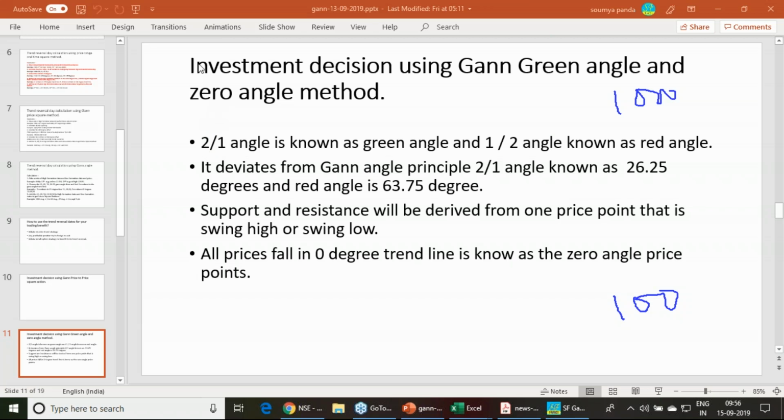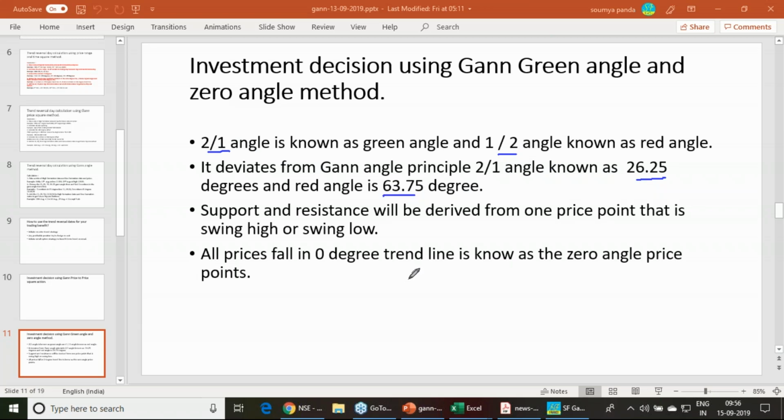Then he gives you another concept, green angle and red angle. Red in the chart is known as danger. Red is a symbol used for danger. Green is a symbol used for prosperity, growth. So here the 2 by 1 angle is known as your green angle. The 1 by 2 angle is known as your red angle. The 2 by 1 angle is 26.25, red angle is 63.75.